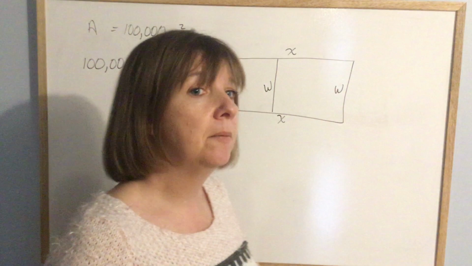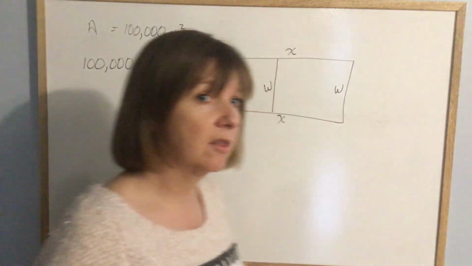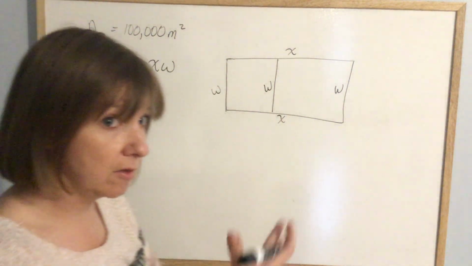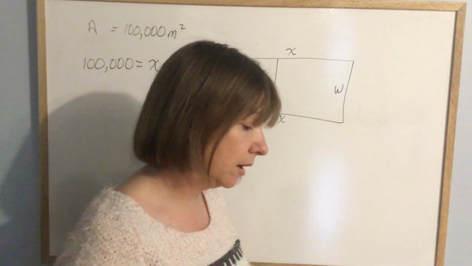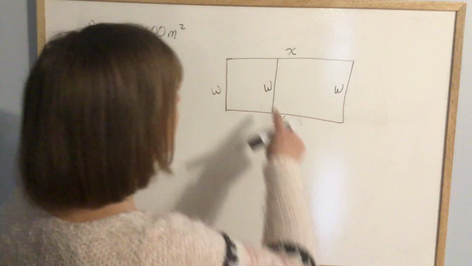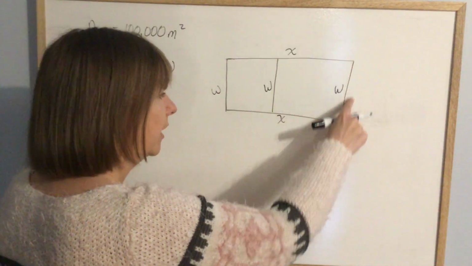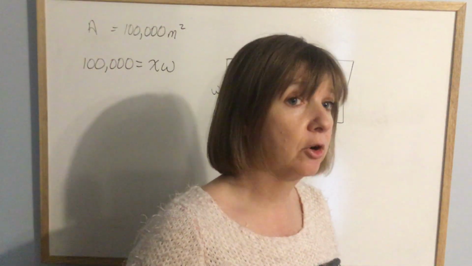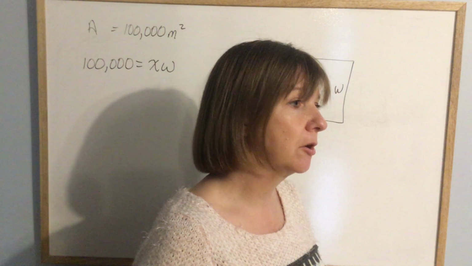I'm not trying to minimize the area in this case. The area is staying 100,000 square meters. That is the constant thing that I want to enclose. What is variable is how long do I make this side? How wide do I make this side? That's perimeter. Okay, that's perimeter.